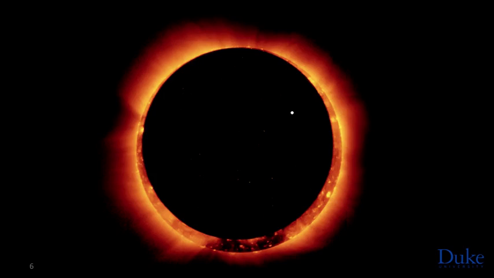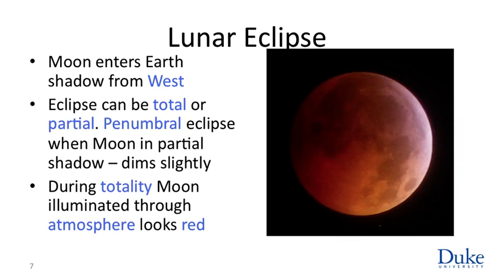During full moon, what happens is that the Earth's shadow prevents sunlight from hitting the moon, and the moon becomes dark. The moon, as I said, is moving to the east. It enters Earth's shadow from the west. Again, the eclipse can be total or partial, depending on the quality of the alignment. And we can get a penumbral eclipse when the moon is only in partial shadow. In other words, where from the moon you can see some part of the sun, but some of the sunlight is blocked by the Earth, just as pieces of the Earth were in partial moon shadow.